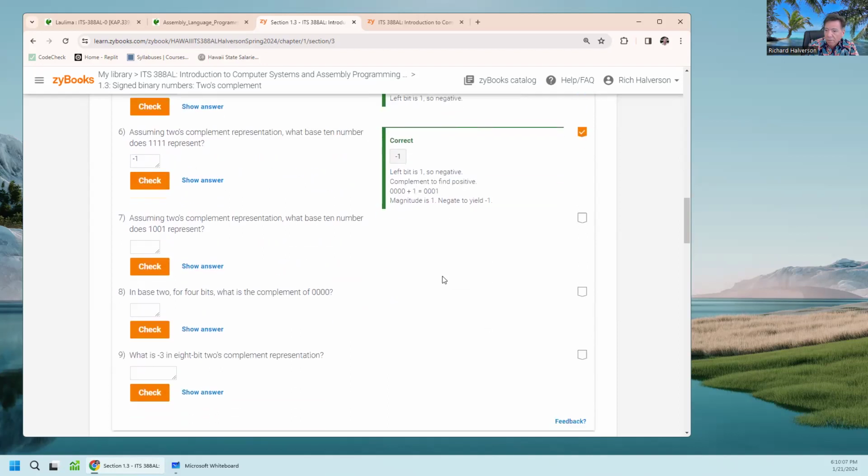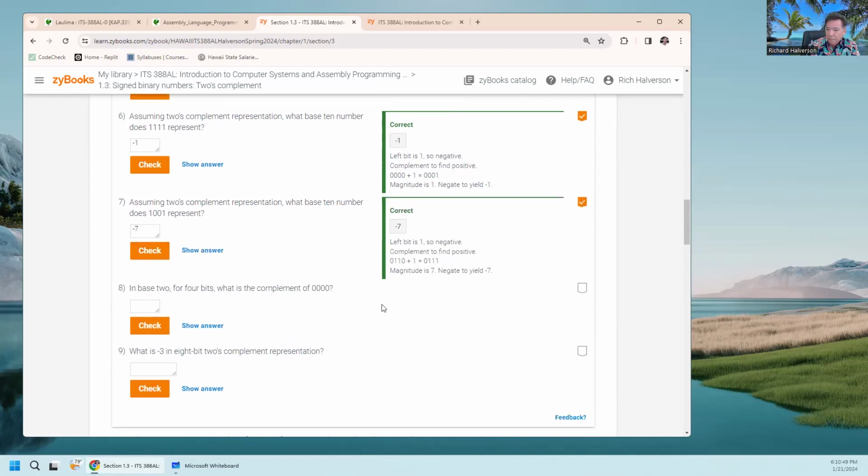Yes, it is. Assuming 2's complement representation, what base 10 number does that represent? Well, this is 2's complement. Since this is a 1 there, that means it's a negative number. So what is the positive version of 1001? It'd be 0110 plus 1, which is 0111, and that's 7. And so I guess it's -7.